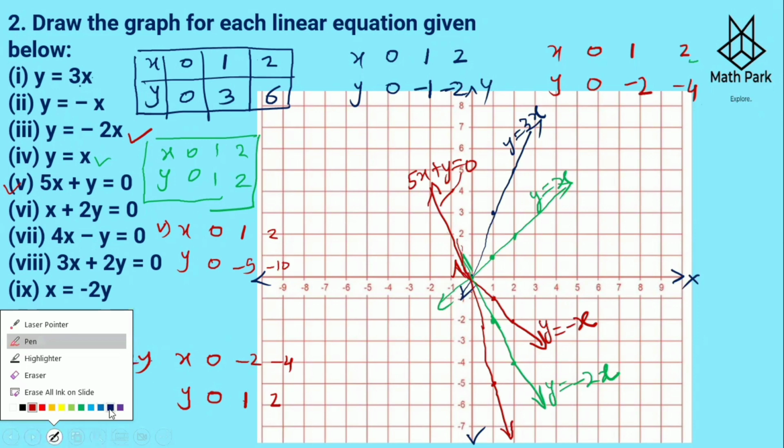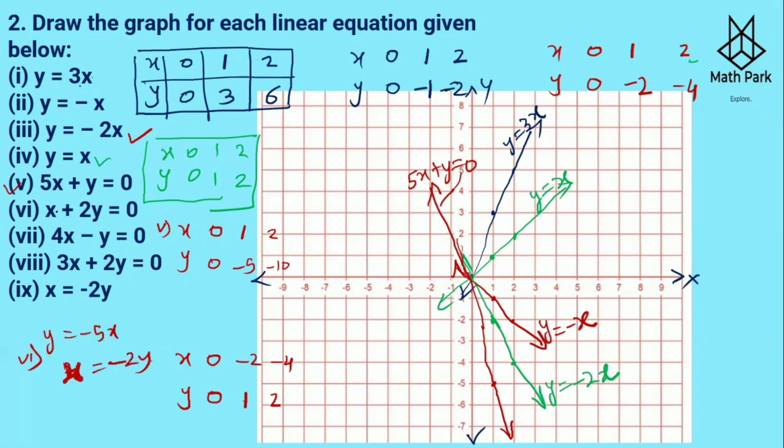So let us draw the graph for this one, x plus 2y is equal to 0. This is the table. Now 0, 0, and minus 2, 1: minus 2 on the x-axis and 1 on the y-axis. So this is the point minus 2, 1. Then x is minus 4 and y is 2. So this is the point. And of course, 0, 0 is also there. So let us join these points.